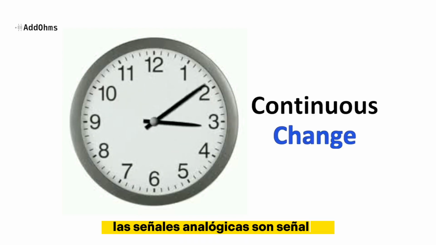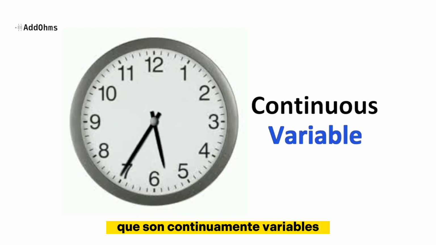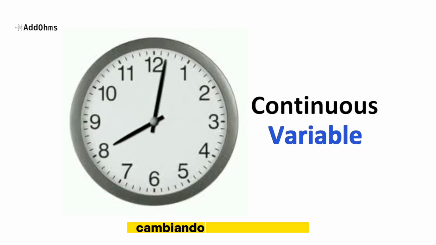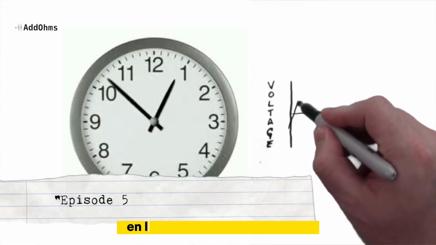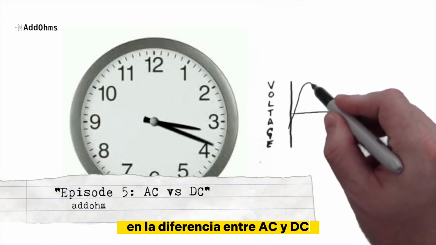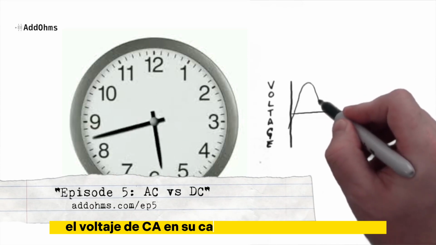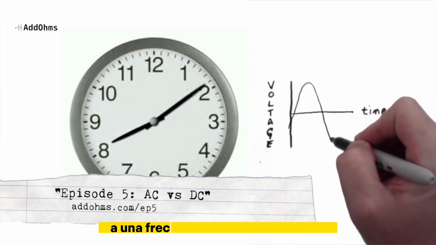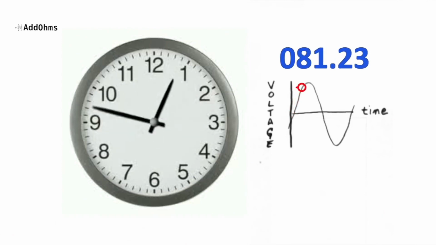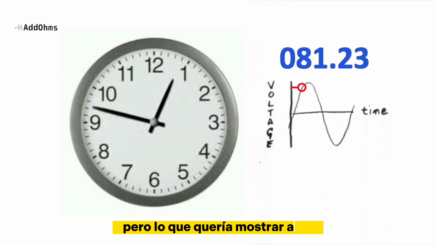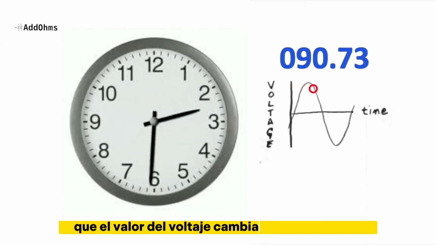Analog signals are signals that are continuously variable, or, in other words, continuously changing, just like the time on the clock. As we learned in the video on the difference between AC and DC, the AC voltage in your house continuously changes at a rate of 50 to 60 Hertz. Imagine that we had the ability to stop time and look at the voltage. Okay, I know, bad pun, but what I wanted to show here is that as we move across in time, the voltage value is constantly changing.